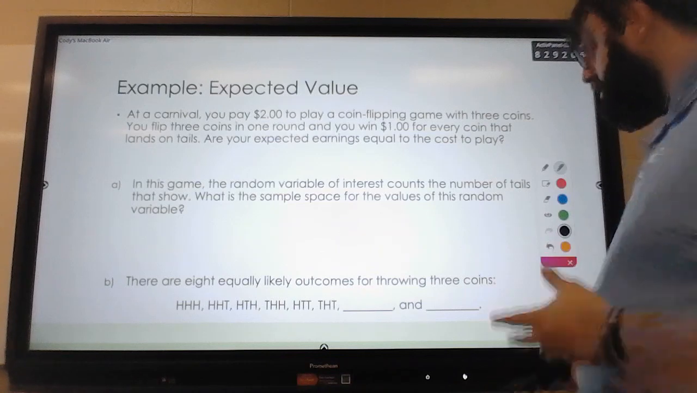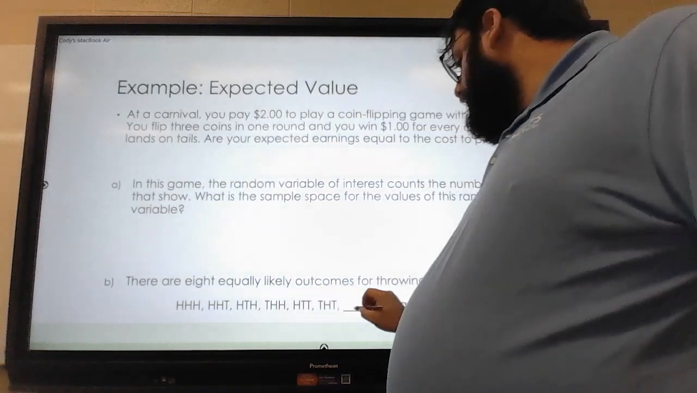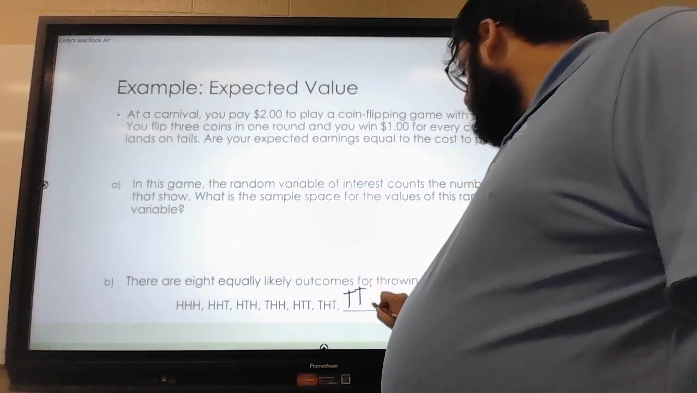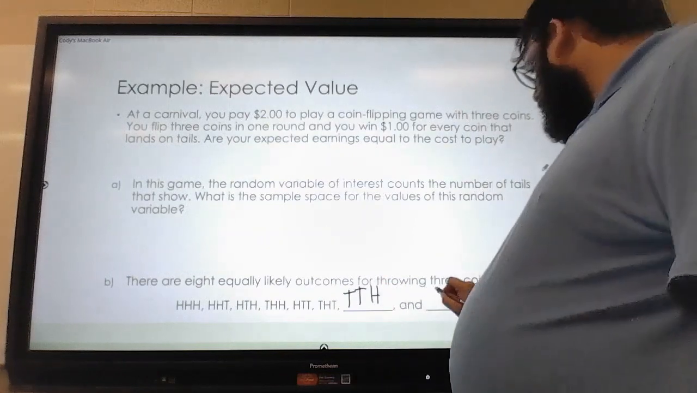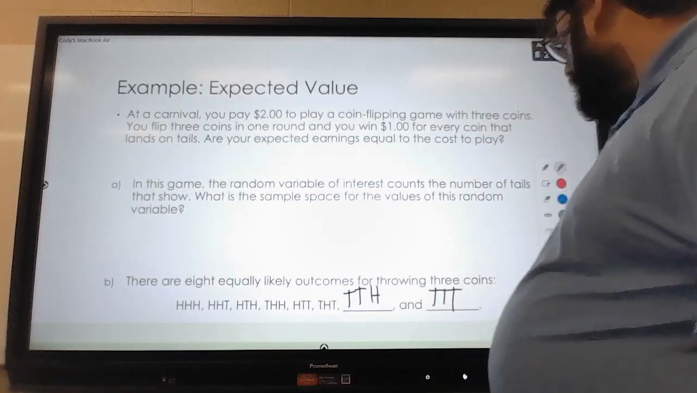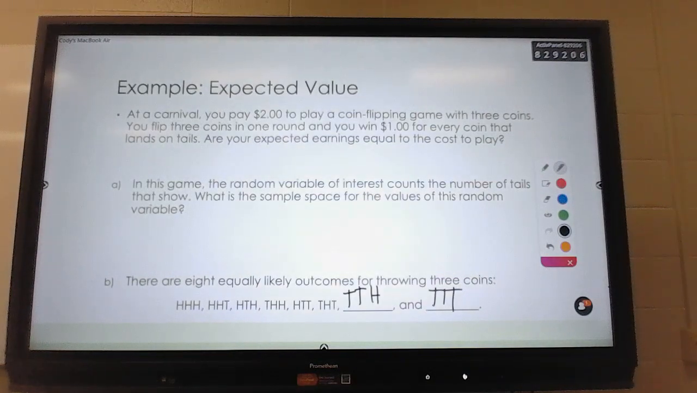So let's go ahead and complete this. The only 2 that are missing are 2 tails, 1 head, and all 3 tails. They're your 8 outcomes. Now the variable is the number of tails that show, because that's what we want, because you get $1 every time you land on tails. What are the possible outcomes for the number of tails that you get?